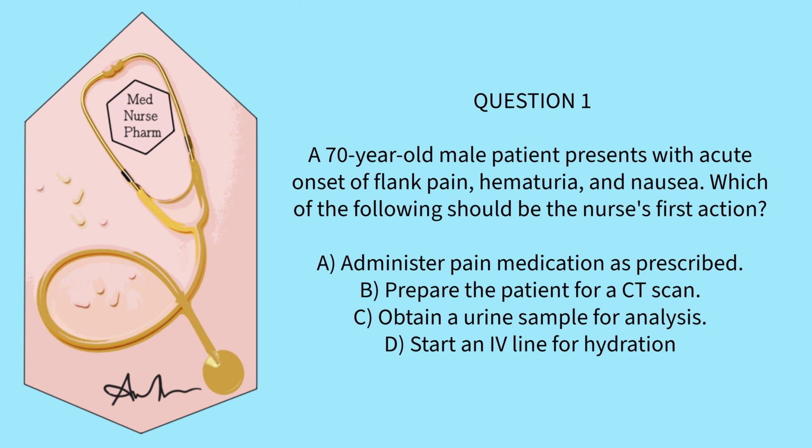Question 1. A 70-year-old male patient presents with acute onset of flank pain, hematuria, and nausea. Which of the following should be the nurse's first action? Administer pain medication as prescribed, prepare the patient for a CT scan, obtain a urine sample for analysis, start an IV line for hydration. Pause the video and select your answer.